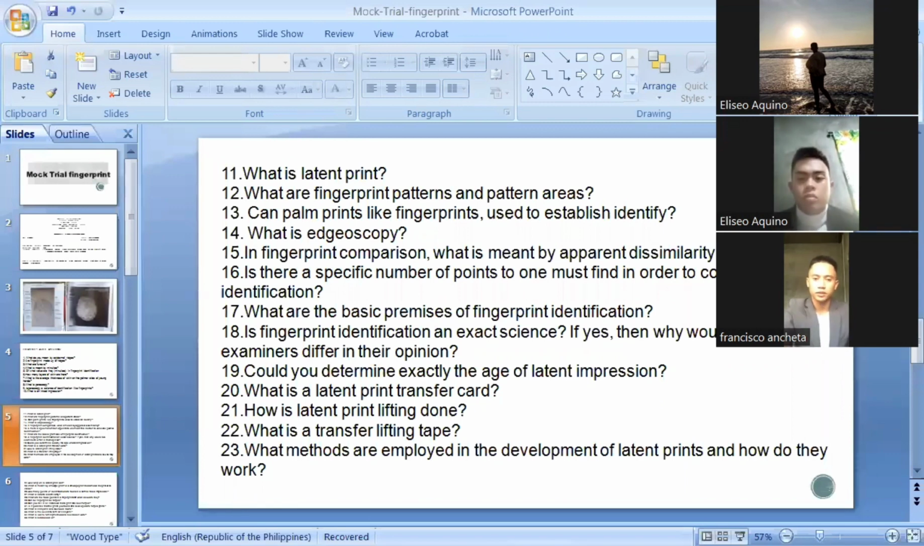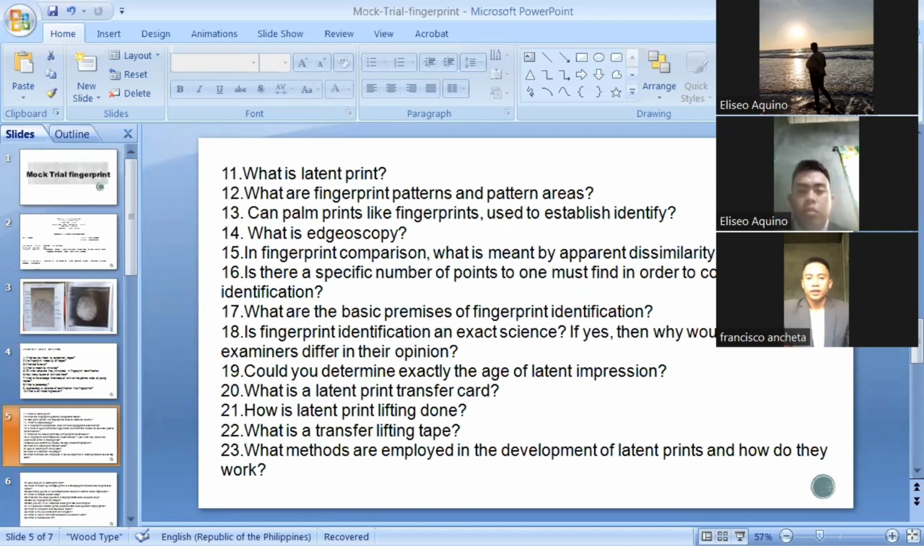This question is, what are the basic premises of fingerprint identification? It is classified into three basic principles. One is the principle of individuality. Second is the principle of permanency. And the last one is the principle of infallibility.